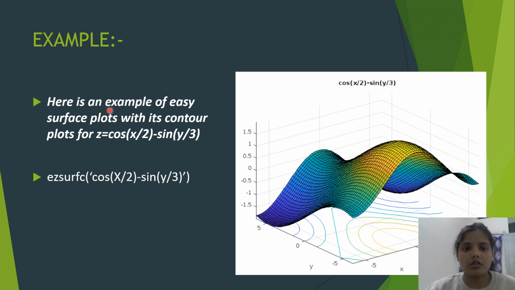And here is another example for ezsurfc, where we take the equation z equals cos x by 2 minus sin y by 3. After we apply the ezsurfc command, we got this kind of graph. This is also in 3D. We can move it, we can rotate it.